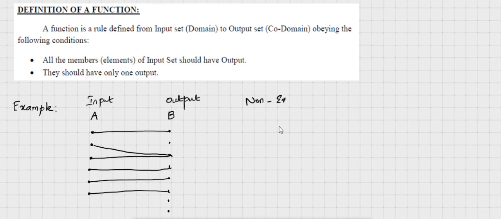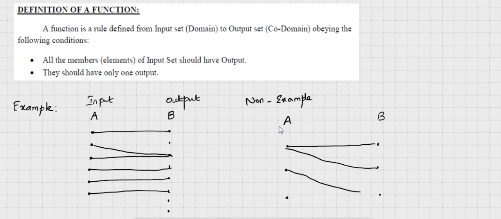For the non-example, similarly I am taking A and B. You can take any number of elements, it doesn't matter. See here, if I am mapping like this, is this a function? No, it is not a function. Why is it not a function? The first condition is that all the elements should have an output. For this element, it does not have an output, so the first condition has failed.